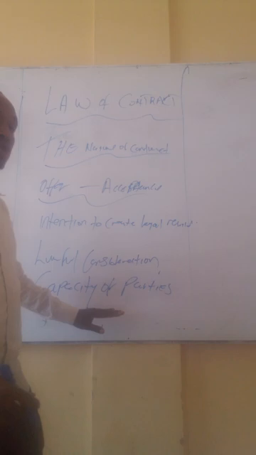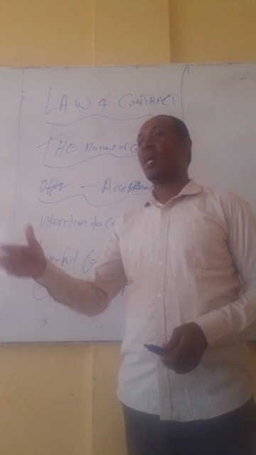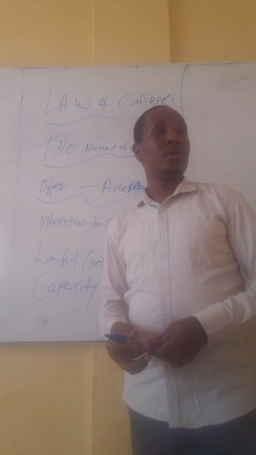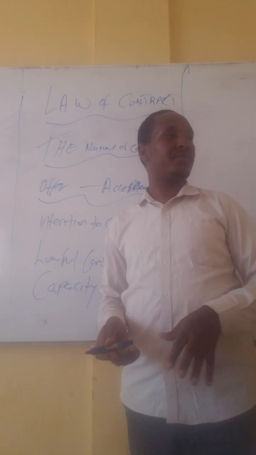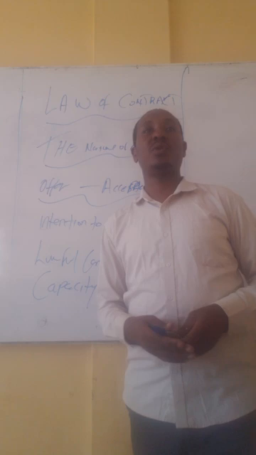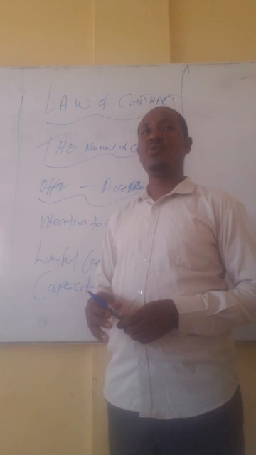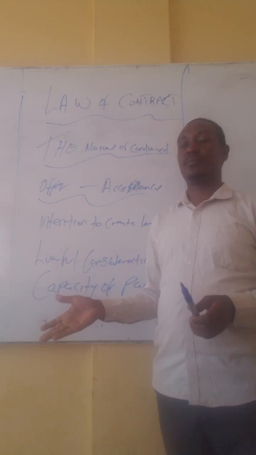Meaning, you cannot enter into contract with somebody who is underaged. Why? Because the law does not allow them to enter into contracts. The law considers them not mature enough. They cannot make a decision on their own. They need a guardian. You also cannot enter into a contract with somebody who is of unsound mind. Why? You'll be considered to be taking advantage of the person. The person cannot make sound decisions.